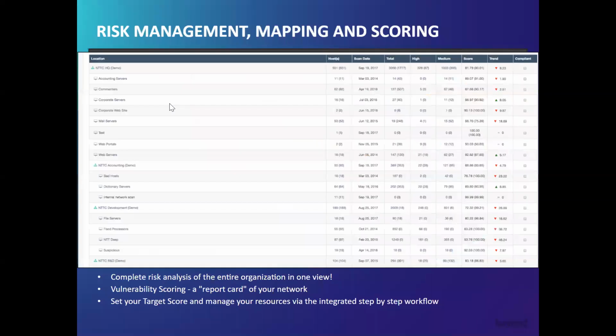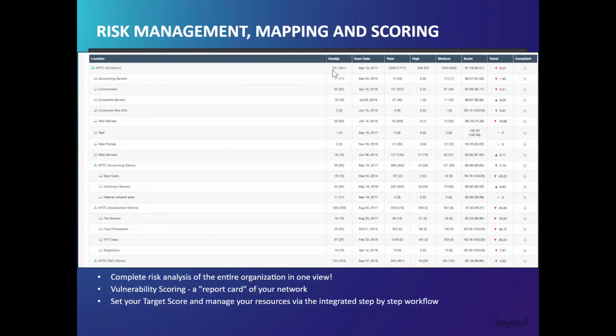beSECURE has risk management mapping and scoring, meaning that we have a summary in which you can see your vulnerabilities and you can see the organization overview. So for example, you can see NTTC HQ demo, that's the headquarters of my organization. Then you would have the accounting department and you have the development department. Under each organization, I would see scans. So those computer signs signify a scan.